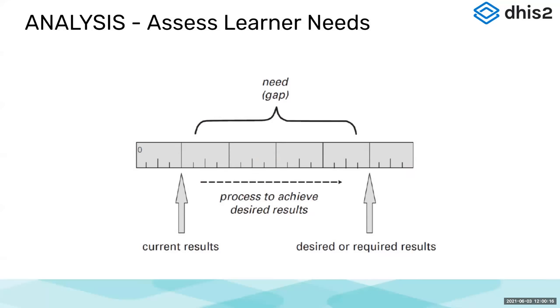All right, so the first part of this is looking at the analysis. And what we're trying to do is assess learners' needs. So if we're doing some type of training, or maybe even some type of performance analysis where we're trying to make some job modifications, what we have is our desired results, right? There's somewhere where we want to end up. And we have our current results. So this is where the group is now as you're assessing them.